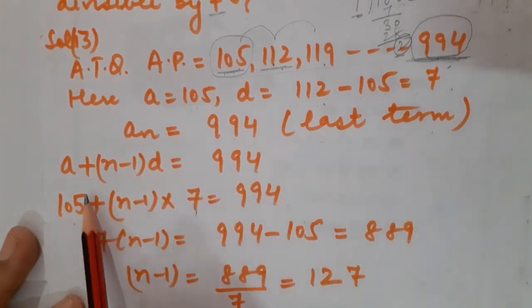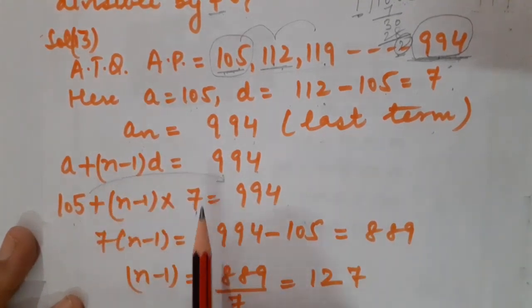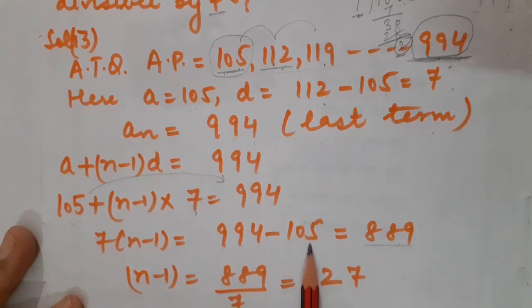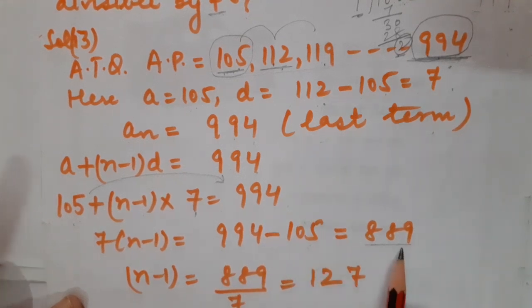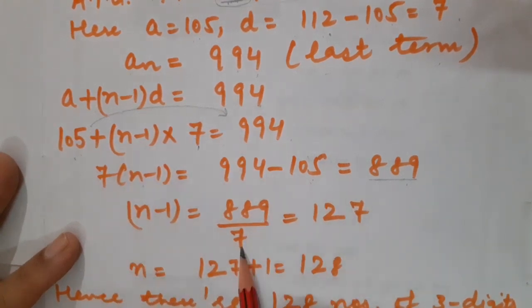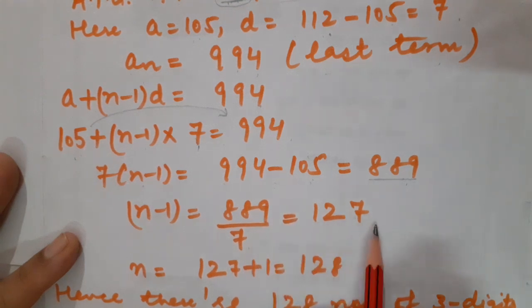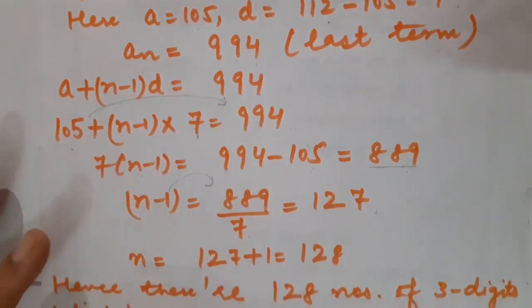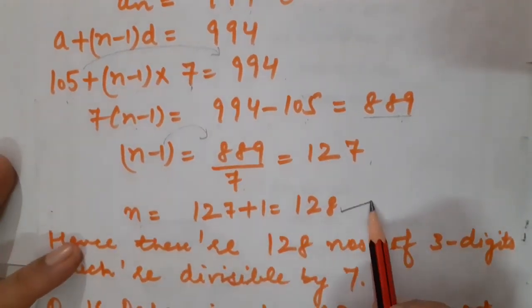This 105 will go to the right-hand side with a minus sign. So 994 minus 105, you will get 889. Here 7 is multiplying with n minus 1. When it goes to the right-hand side, it will be divided. Now you divide 889 by 7. You will get 127. So what is n? This minus 1 will go to the other side. It will be 128.